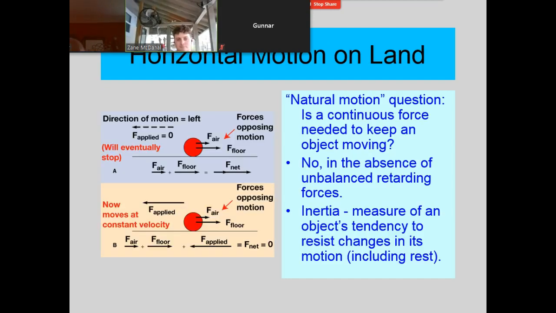What we're going to be dealing with, and we're going to a new topic now, this is 2.3, beginning on page 34 or 2-10 in your text, and that's horizontal motion on land.